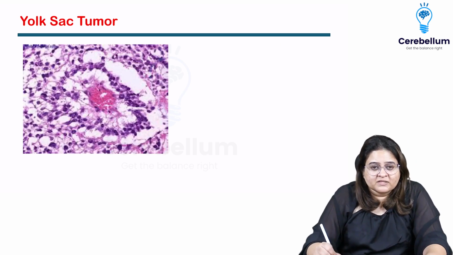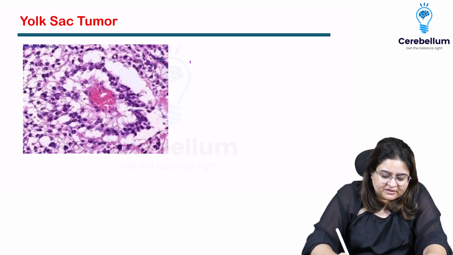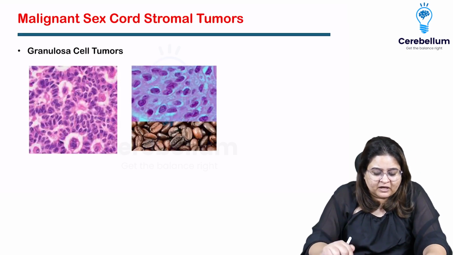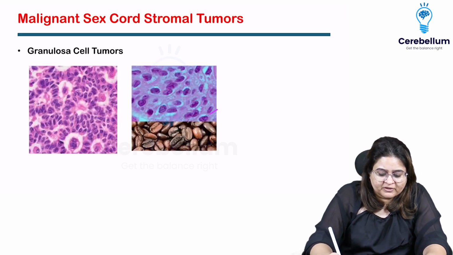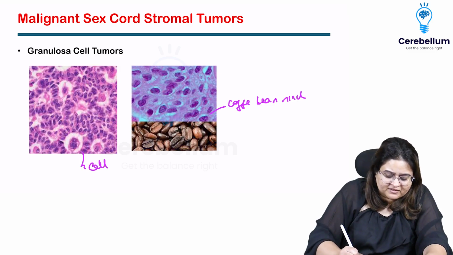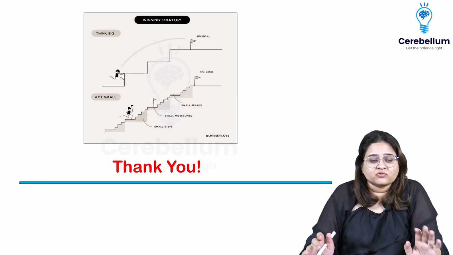What is this? This is a yolk sac tumor. What are you seeing here? You're seeing a Schiller-Duval body, a commonly asked question. In granulosa cell tumors, you see the coffee bean nucleus, which we also saw in the Brenner tumor. And you also see these bodies. These are called the Call-Exner cells. So that ends ovarian cancer.